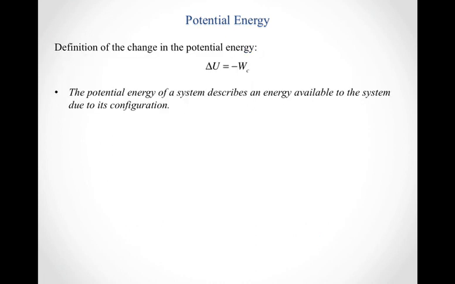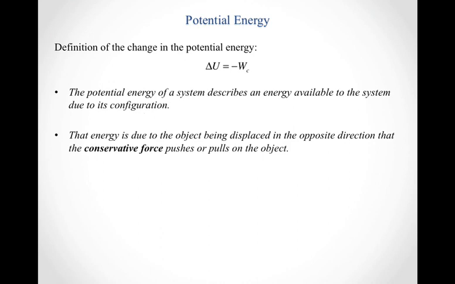How do we define the change in the potential energy? Delta U, the change in potential energy, is equal to negative the work done by a conservative force. So what this means is that the potential energy of a system is describing energy available to the system due to its configuration. And where does that energy come from? It's due to the fact that the object was initially displaced in the opposite direction that the conservative force was pushing or pulling the object.